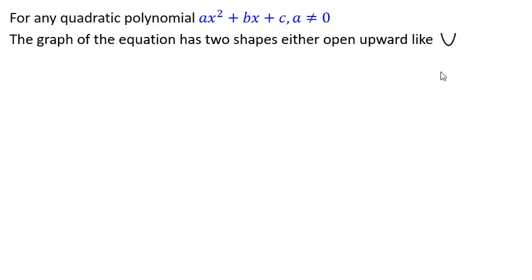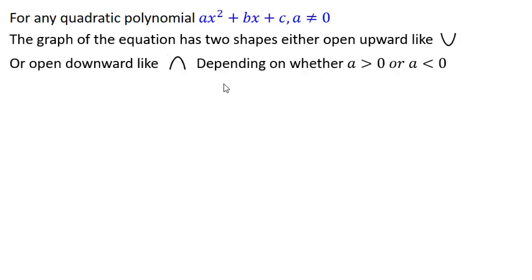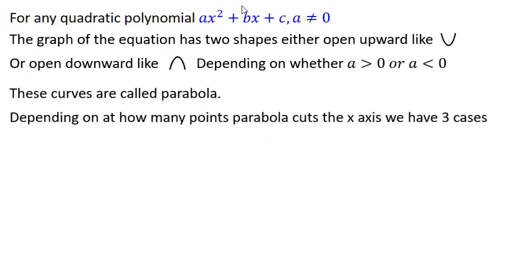Either they will open upward like this or they will open downward like this, depending on whether a is greater than 0 or a is less than 0. So whether they are opening up or opening down, it depends on the coefficient a, the coefficient of x square. If the value of a is positive, we have this kind of graph where it is opening upward, and when we have a negative value, then we have a graph like this where it is opening downward. These curves are called parabolas. So for a quadratic polynomial, if we draw the graph, those graphs are parabolas.